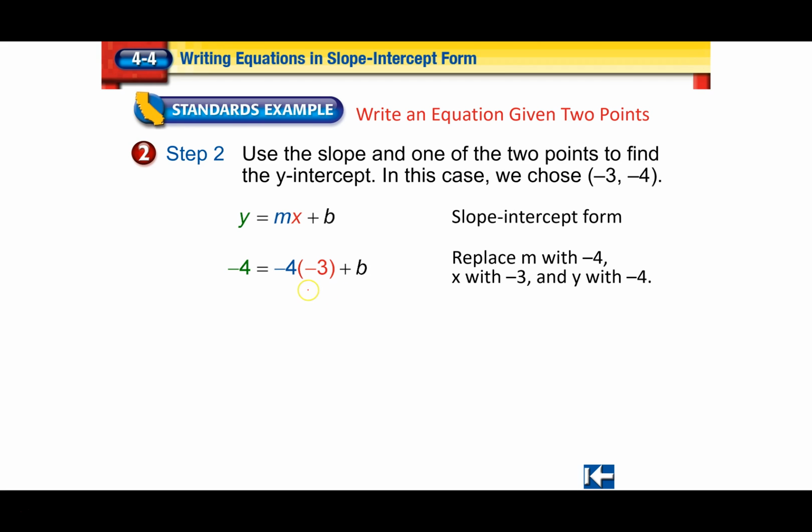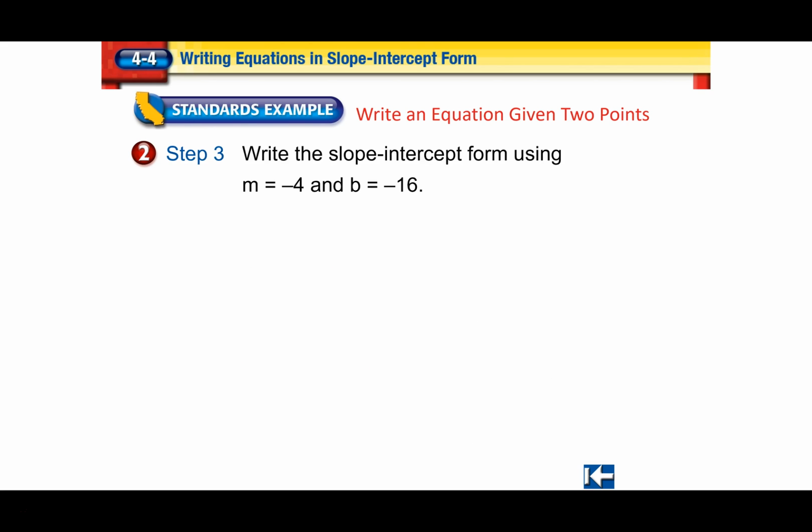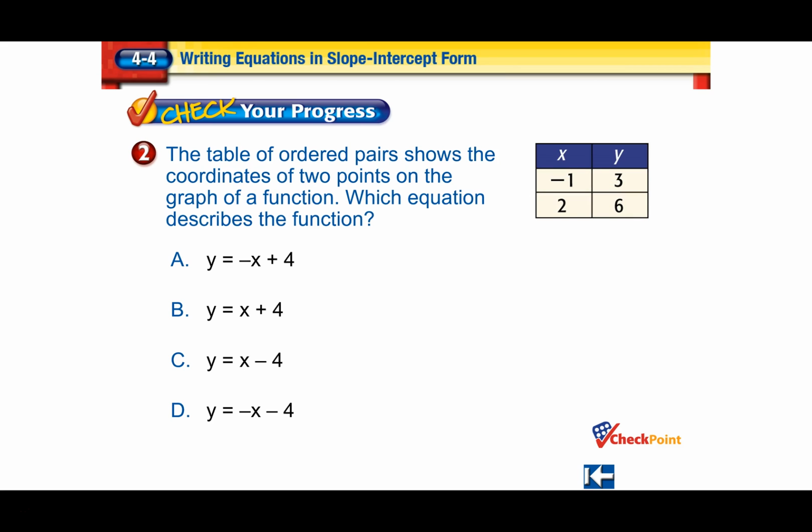We put our points in and our slope. Remember, make sure you know which one's x, which one's y. We're going to then multiply it out. Subtract 12 from both sides, and simplify it out. -16 would be b. Still not quite done. Now we're going to write that using slope-intercept form. Here's my slope. There's my y-intercept. Punch those in. And we would have to go all the way back to our original question. And the answer would be D. All right, pause this. Give it a shot.